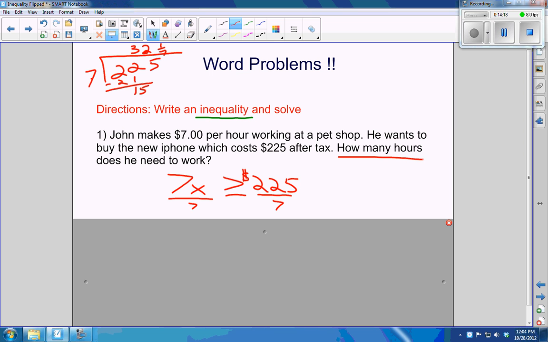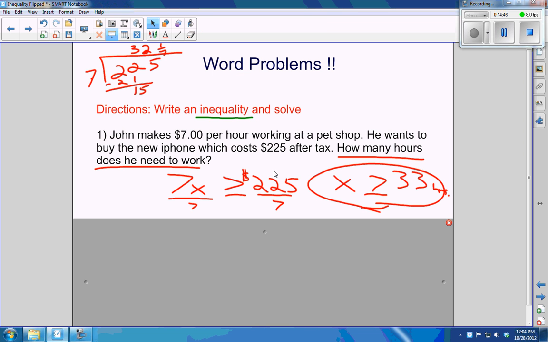But if you look at the problem, how many hours does he need to work? People generally don't work 1/7 of an hour. You work 8-hour days or something like that. So 32 and 1/7 hours wouldn't make sense. So he needs to work at least 33 hours. You round it up because if you work 32 hours, he wouldn't have enough money, so it needs to go up to 33 hours. My answer is 33 hours.